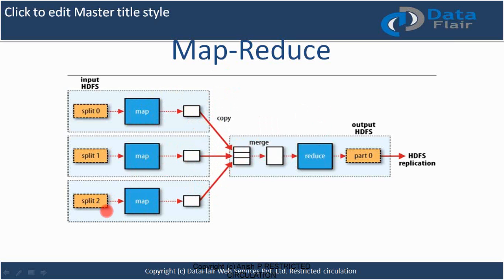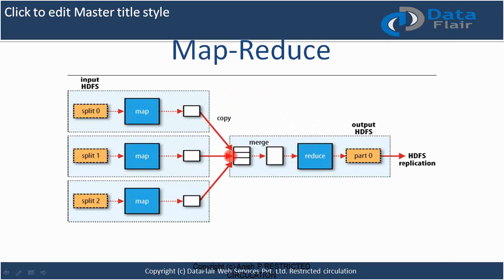Suppose the word "hello" is there in the last mapper as well. So I need to wait till the last mapper runs. Suppose 50 mappers run here, 52 mappers run here, 55 mappers run here. Till the last mapper is running, my reducer needs to wait.